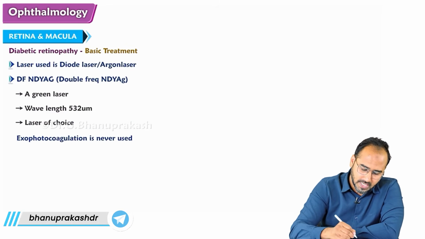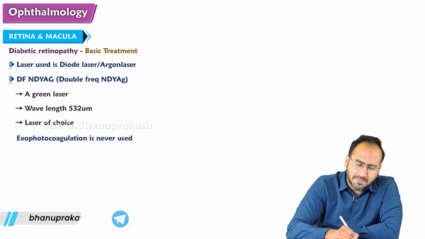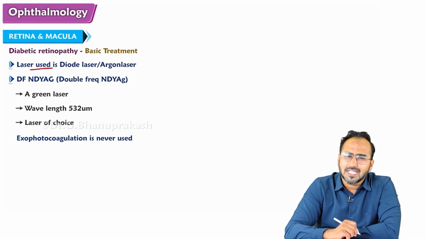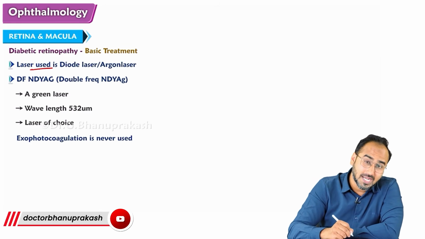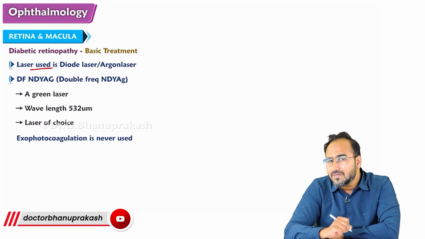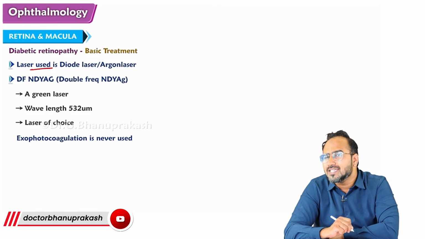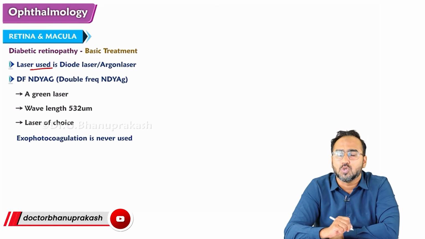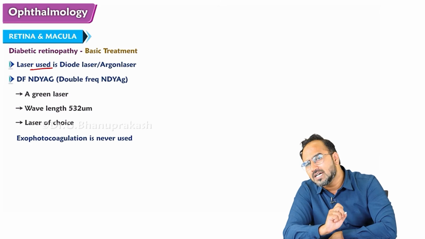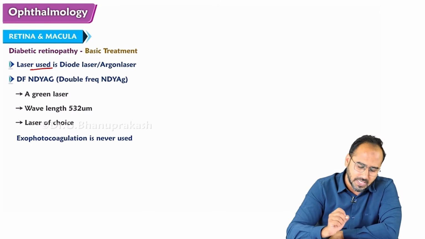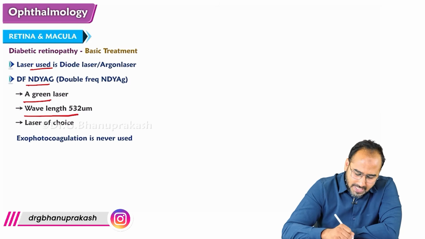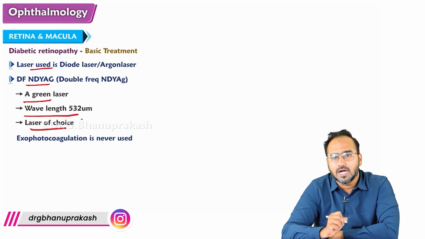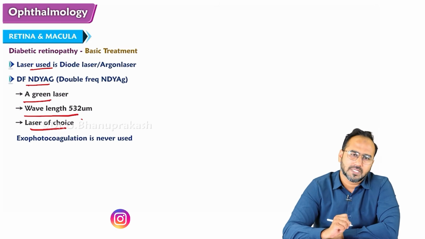Pan-retinal photocoagulation, right? So remember, guys, the laser that is used in pan-retinal photocoagulation, it is Nd:YAG. No, it is double frequency Nd:YAG laser. Nd:YAG was a colorless laser. Double frequency Nd:YAG laser is a green color laser having a wavelength of 532. What was the wavelength of Nd:YAG laser? 1064. Okay, so double frequency Nd:YAG laser, it's a green laser with a wavelength of 532, and it is the laser of choice for management of diabetic retinopathy.